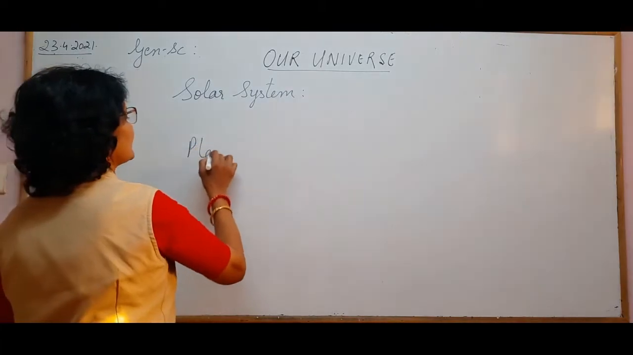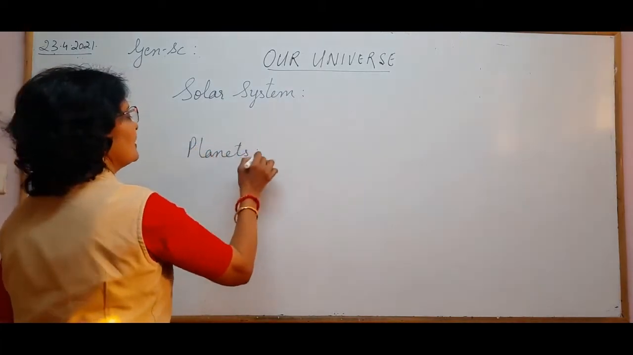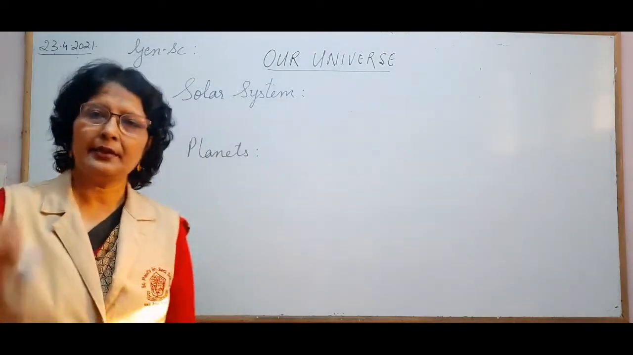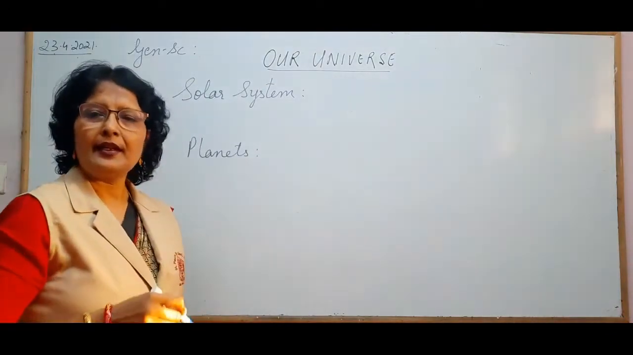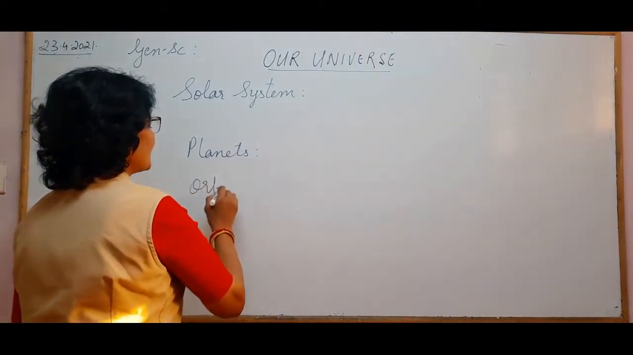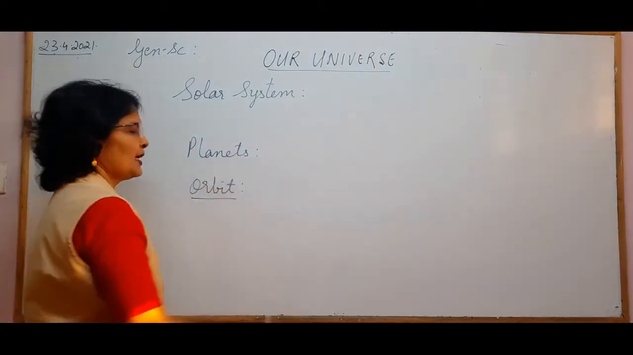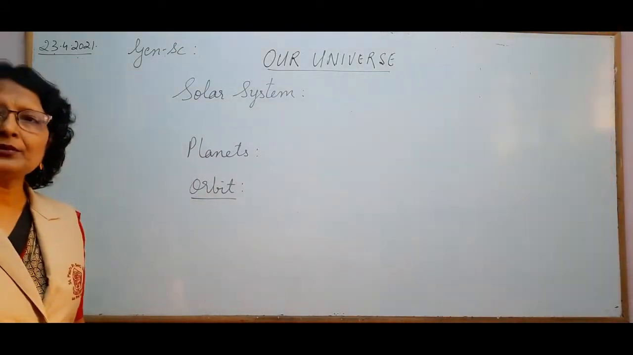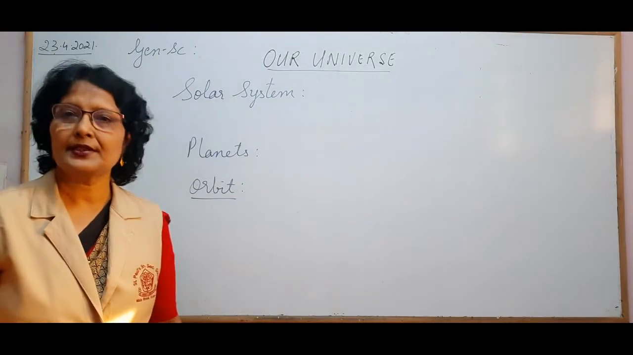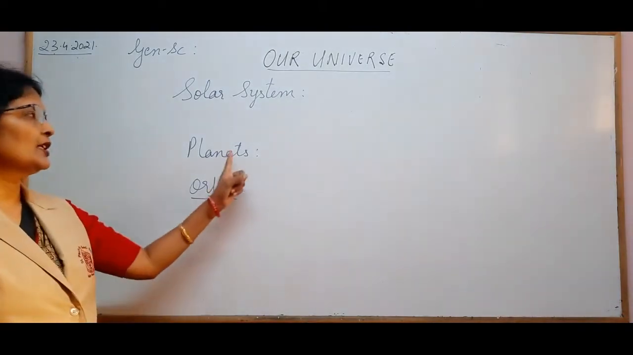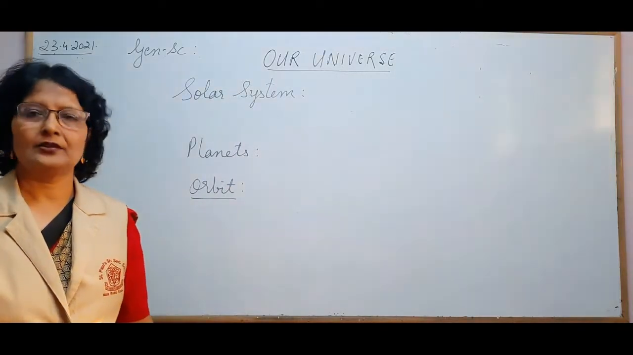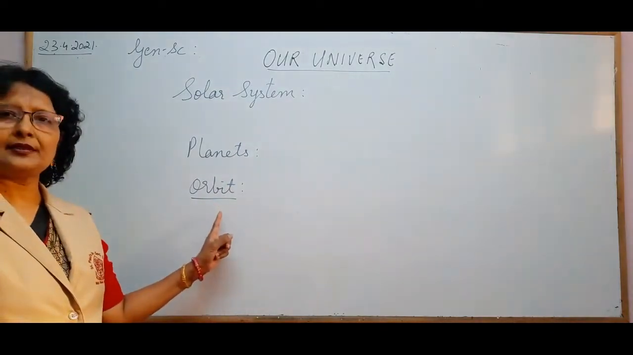What are planets? Planets are the objects which move around the sun in a fixed path. That fixed path is called an orbit. So planets move around the sun in a fixed path called an orbit.